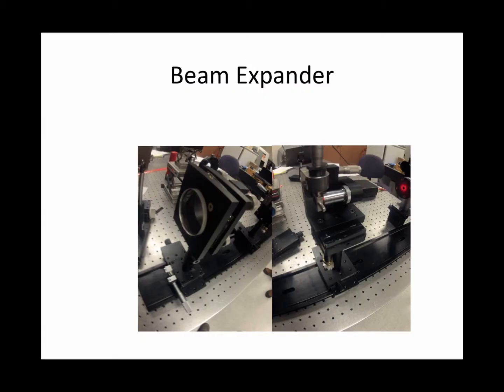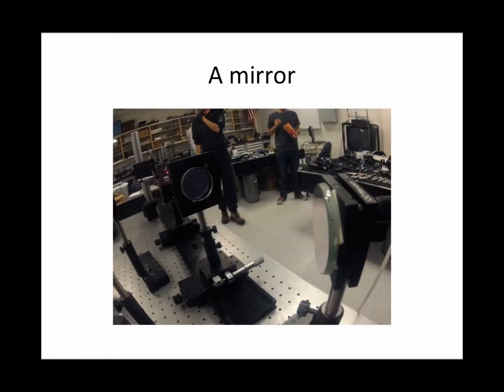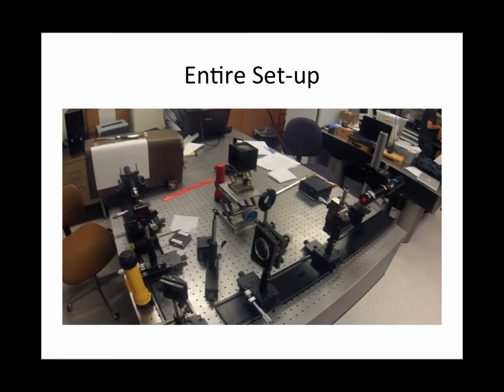The setup in this lab was similar to last lab, except in this lab we used a beam expander. This was to fill the entire aperture of our test lens in order to study off-axis aberrations. A mirror was used, and this allowed an extra degree of freedom and allowed us to scan through our Hartmann mask. This is the entire setup.